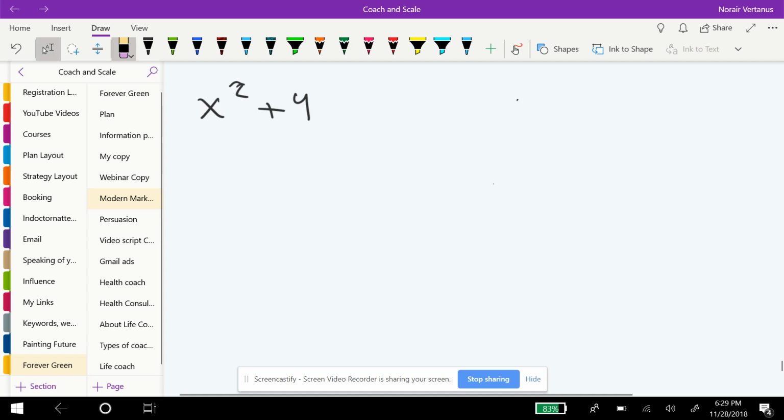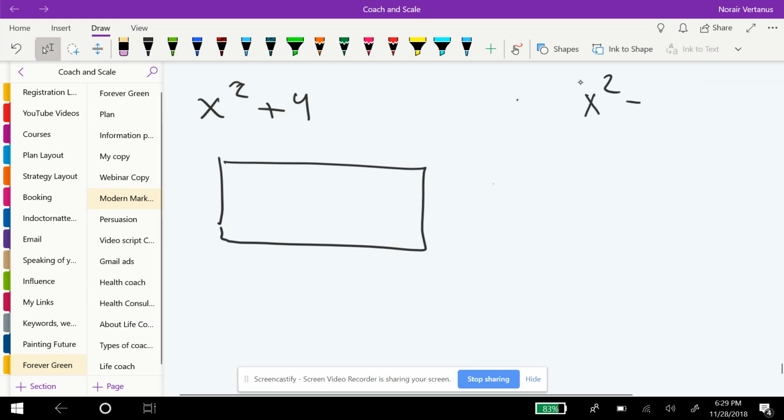Here's a question: whether or not we can factor this out, x squared plus 4. Let's do the rectangle method. And then after this, we're going to do this one, x squared minus 4. There's a big difference between these two expressions. So this one, first of all, that's x squared, which means x times x, and this is 4.